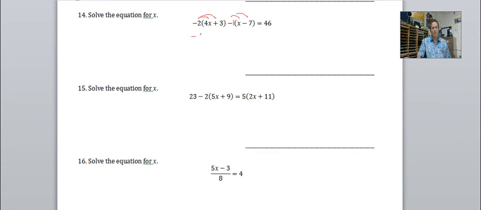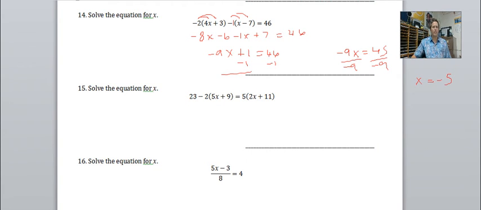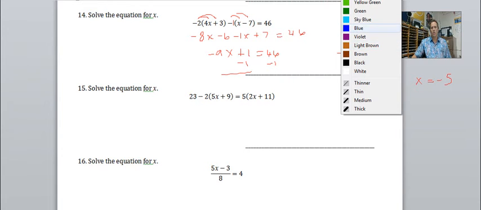Distribute. We get a negative 8x minus 6 minus 1x plus 7 equals a 46. Combine like terms, so that's how I get a negative 9x, and this is going to give me a plus 1 equals 46. I subtract the 1 over. I get a negative 9x equals a positive 45, and divide both sides by negative 9, which means that x equals a negative 5. Whew, going fast.